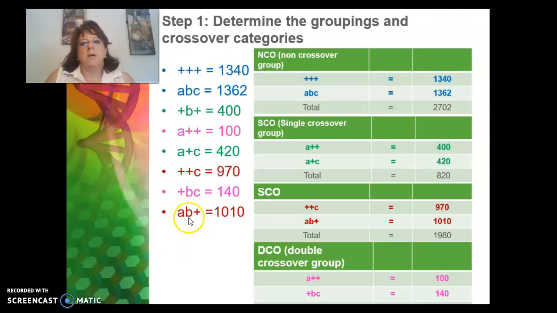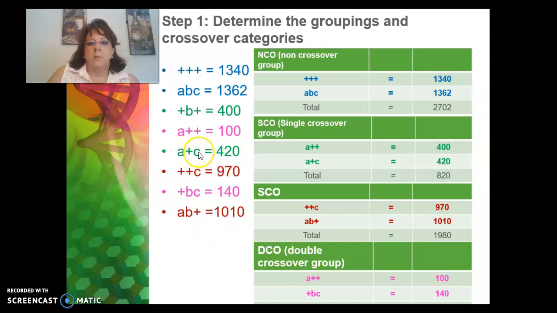On this slide, we'll be determining the groupings and crossover categories. As you can see, plus at 1340 and ABC at 1360 are the closest and represent our non-crossover group. Plus B plus at 400 and A plus C at 420 are our single crossover group. The second single crossover group is plus C at 970 and AB plus at 1010. These are the closest in range and our second single crossover group.